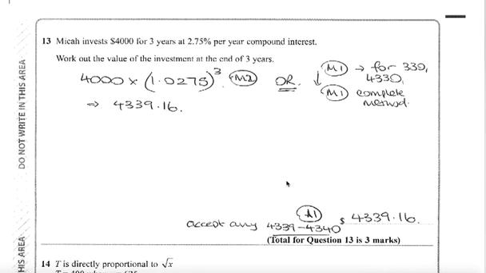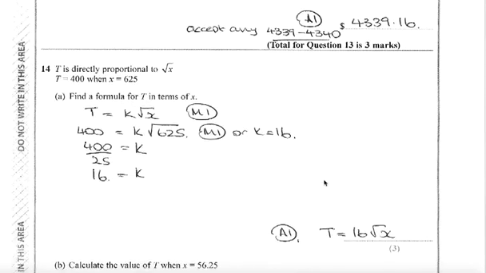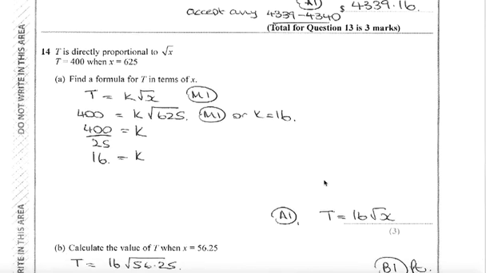Question 13, Micah receives 4,000 at this percentage increase. Adding 2.75 means I've got 102.75, which is 1.0275 to the power 3, giving me £4,339.16.